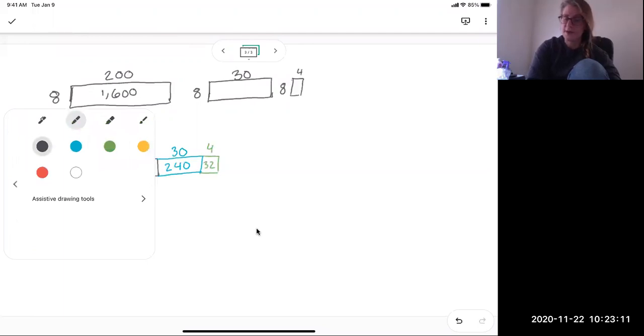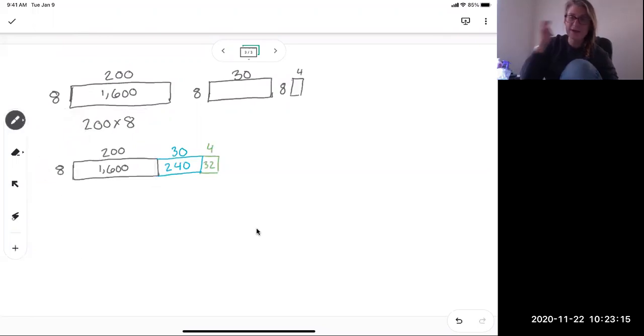Okay, so all of these rectangles together, if we added all of them together, then we would end up with a multiplication sentence. And our multiplication problem would be just like when we did the previous one and we were finding the fastest method and we added our 30 and 4 together, our lengths together. We're going to do the same thing for this problem. So we're going to add all of the lengths together and we end up with 234 times 8.